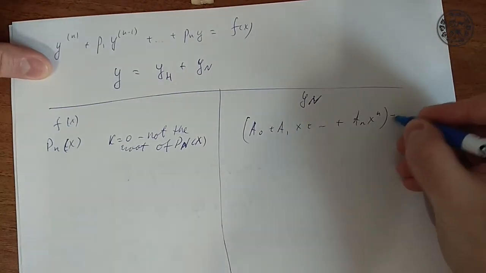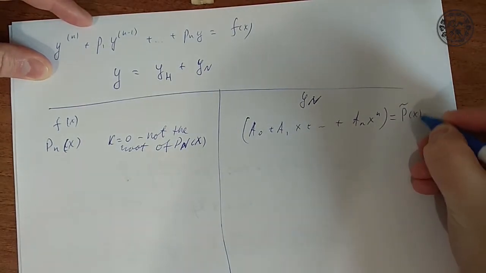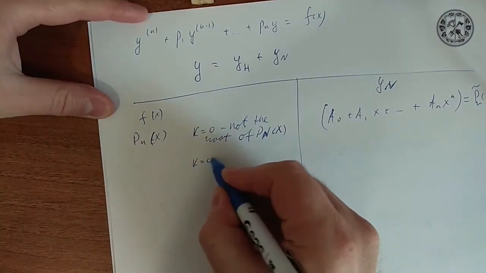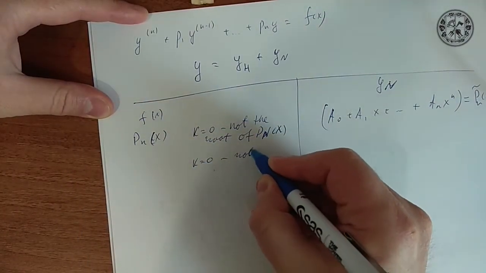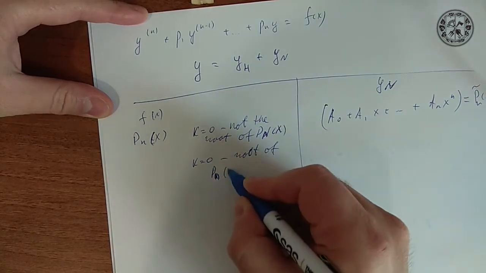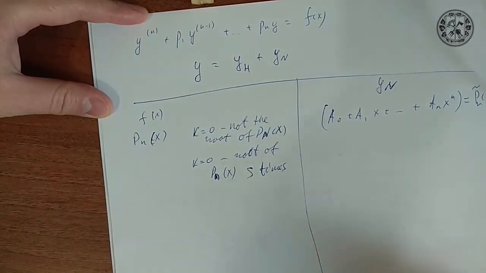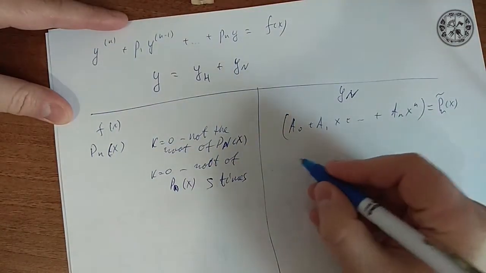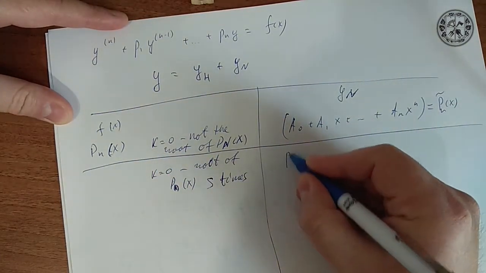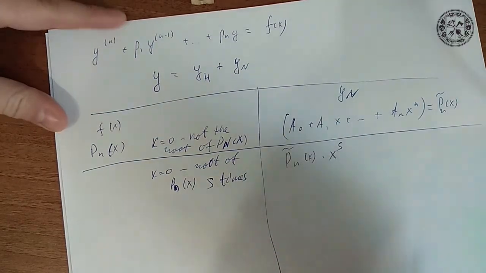We'll denote this as P̃n(x), and if k = 0 is a root s times, then this yn will be P̃n(x) multiplied by x^s.